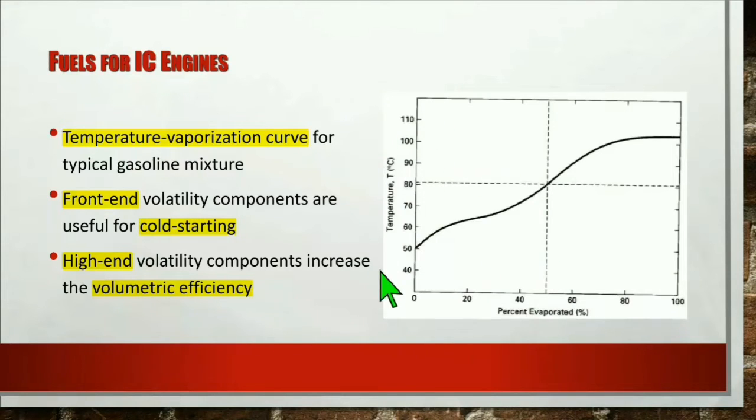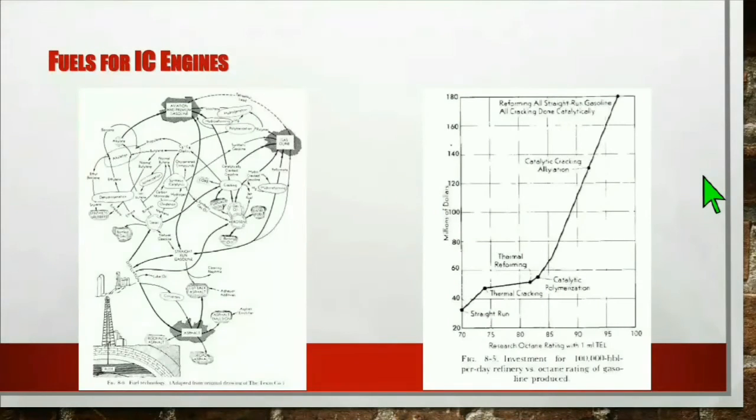This is a graph. Here you can see the x-axis defines percent evaporated and the y-axis defines temperature in degrees Celsius. There are two figures. The first one is fuel technology and the next one is investment for a 1 lakh BBL per day refinery versus octane rating of gasoline produced. Here you can see indicators like catalytic cracking, alkylation, thermal reforming, catalytic polymerization, thermal cracking, straight run, reforming, all straight run gasoline, all cracking done catalytically, and research octane rating with 1 mL TEL.